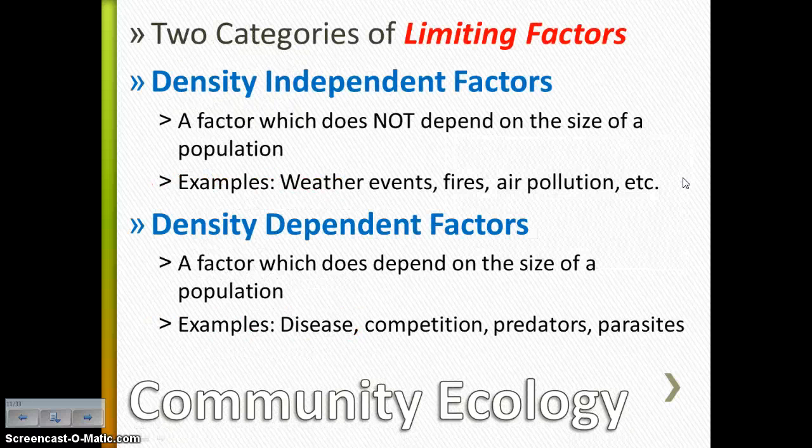Some limiting factors depend on the size of a population, and other limiting factors don't. So the limiting factors that don't depend on the size of a population are going to be density-independent factors. This would be something like the weather. The weather doesn't matter what the size of a population is to affect the weather, right? Or fires or air pollution or anything like that. Air pollution can control the size of a population, but it doesn't depend on the size of a population. Density-dependent factors, however, do depend on the size of a population. So this would be something like disease. Disease is going to have a different impact on a population depending on the size of the population. Same with competition, same with predators, same with parasites.